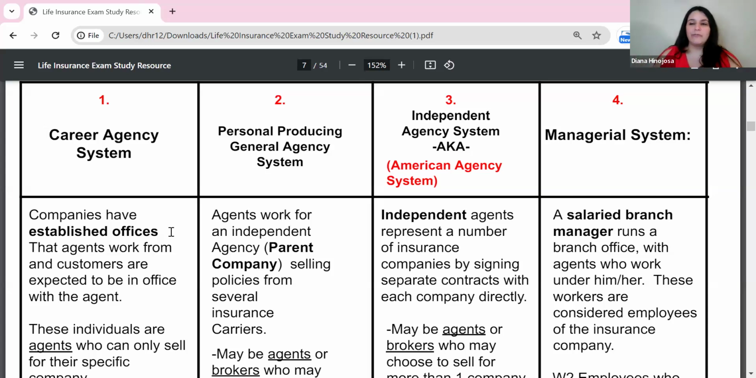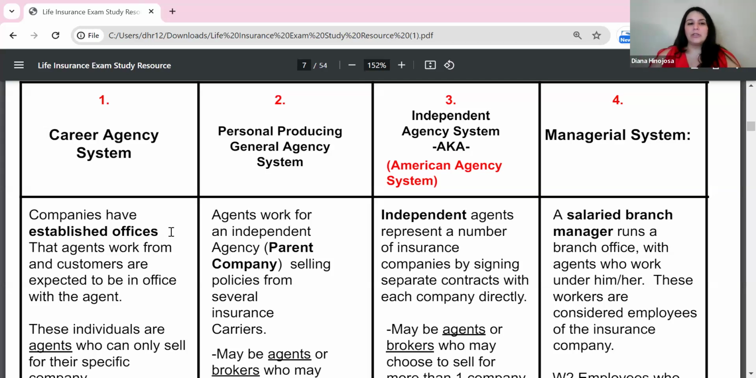You do not own your book of business. Those clients belong to your company. If you leave the company, if you quit, they stay with them. That is the captive agent. That is the traditional system, your career agency system.